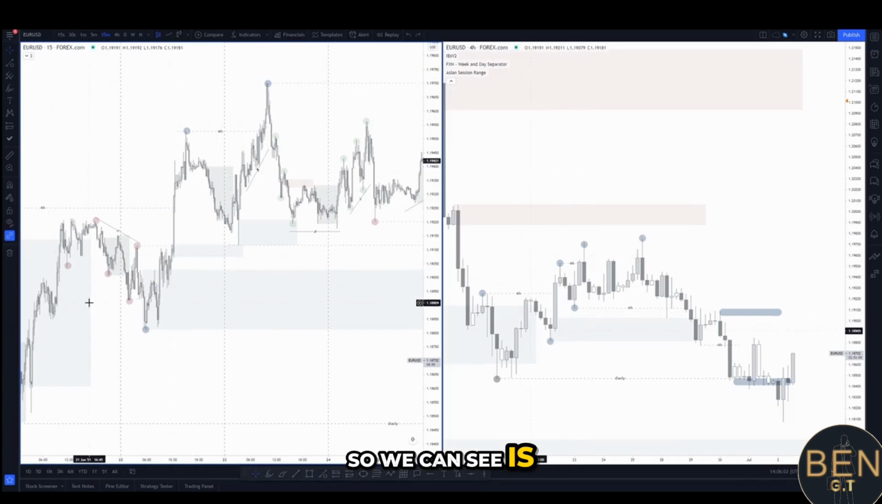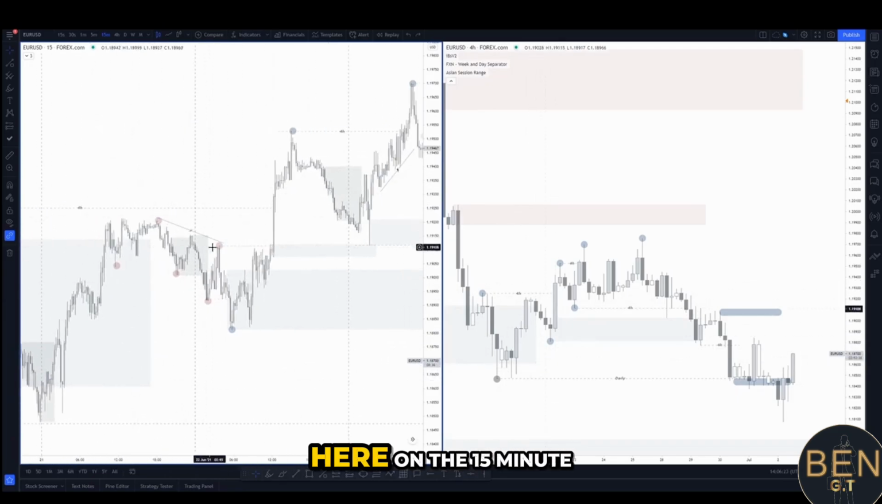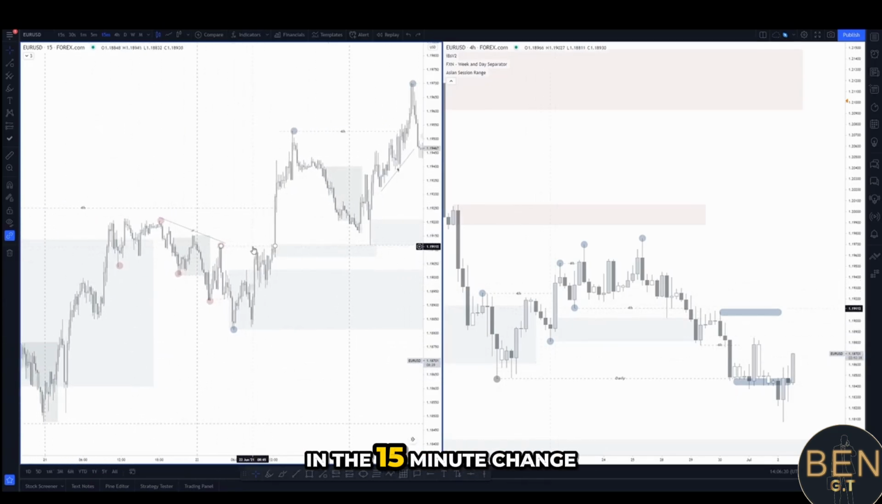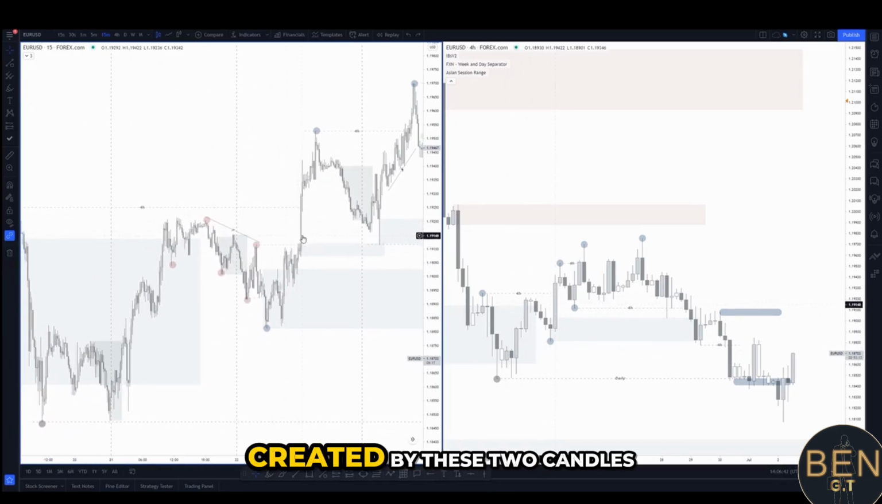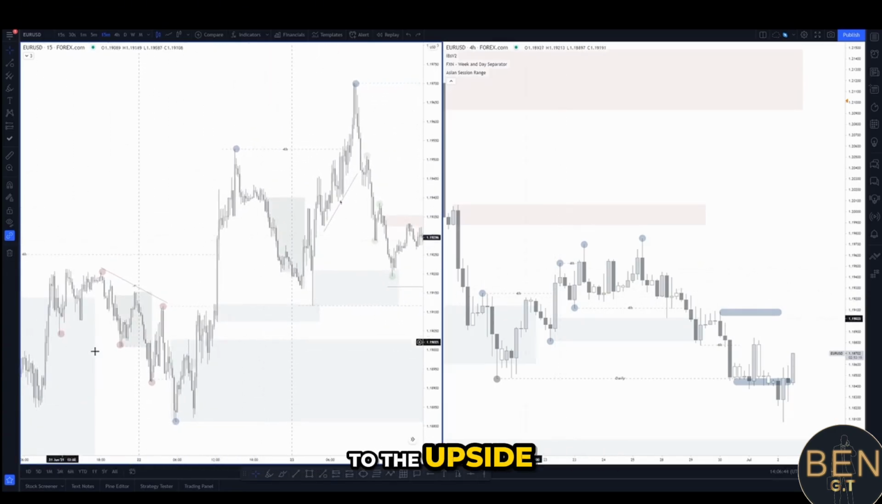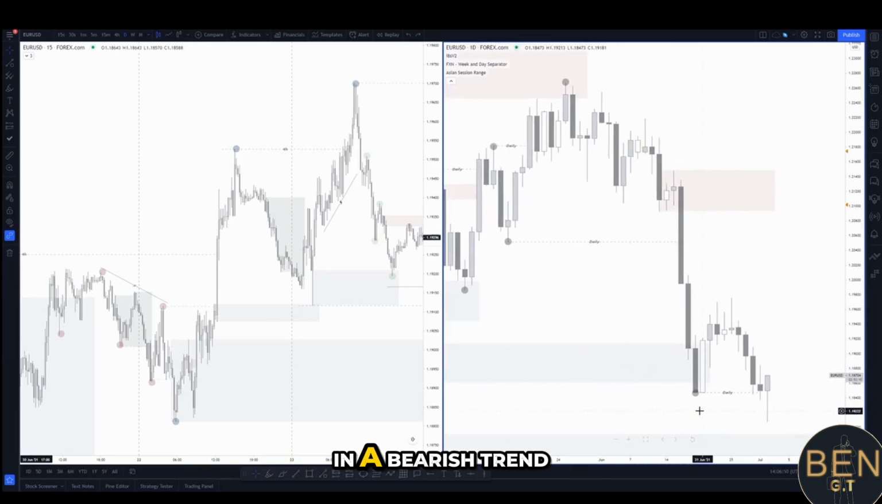Perfect. So what we can see is price again is making lower lows and lower highs. And on the 4-hour chart, this bit of structure here is this bit right here. And as we can see right now on the 4-hour chart, we are also in a bearish move. On the 15-minute, the 4-hour change of character and the 15-minute change of character end up being at essentially the same points. It's created by these two candles. We see that impulsive move to the upside. We've now switched to bullish, but if we switch back to the daily chart, we know that we're still in a bearish trend.